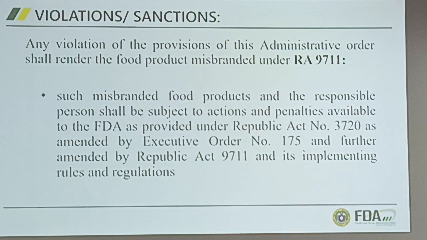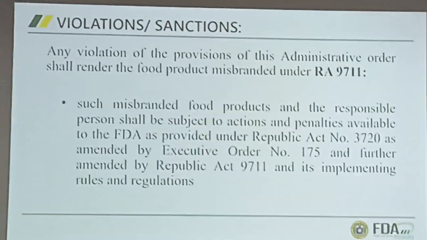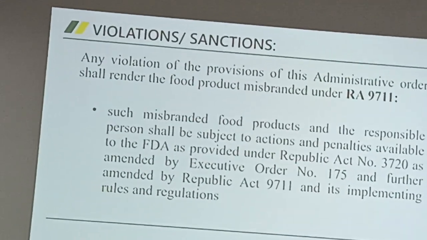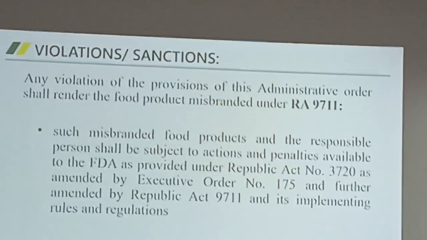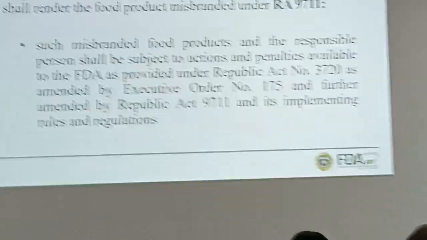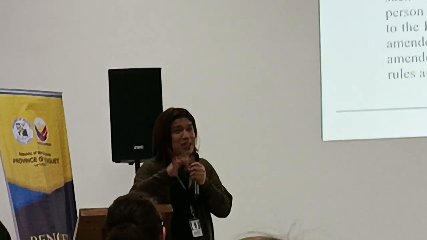And don't you know that there is a law that governs things? RA 97 and RA 37. So if such misbranded food products and there is responsible persons shall be subject to actions and penalties available to the FDA as provided under Republic Act Number 3720 as amended by Executive Order Number 1755 and further amended by RA 9711 and implementing rules and regulations. So there is a law that governs mislabeling, misbranding.